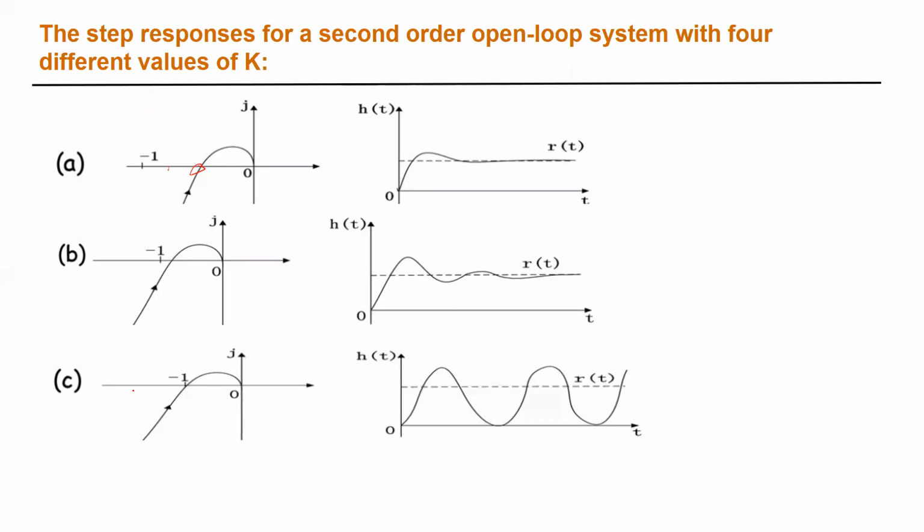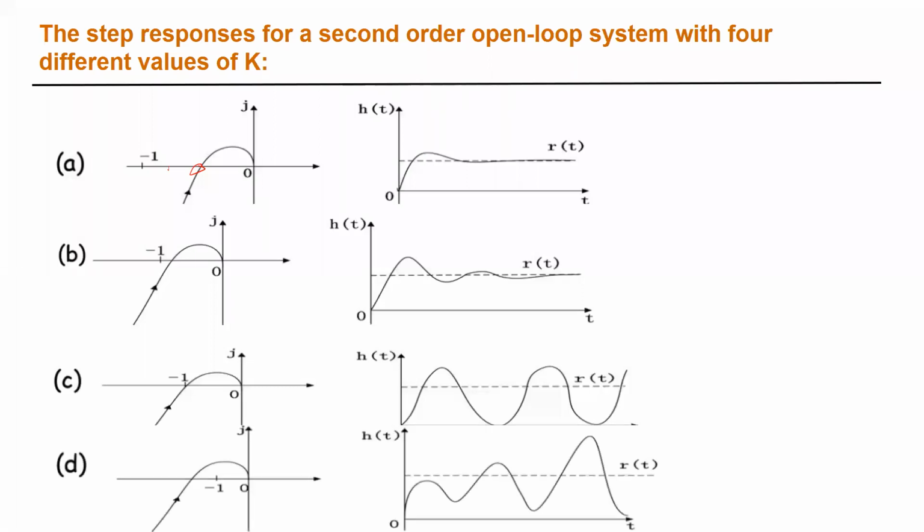Now, if I intersect beyond the -1, the system clearly becomes unstable, and the response is growing. Any questions here?